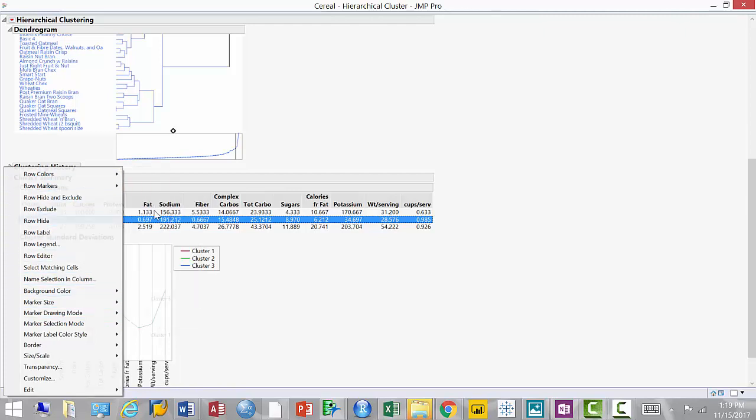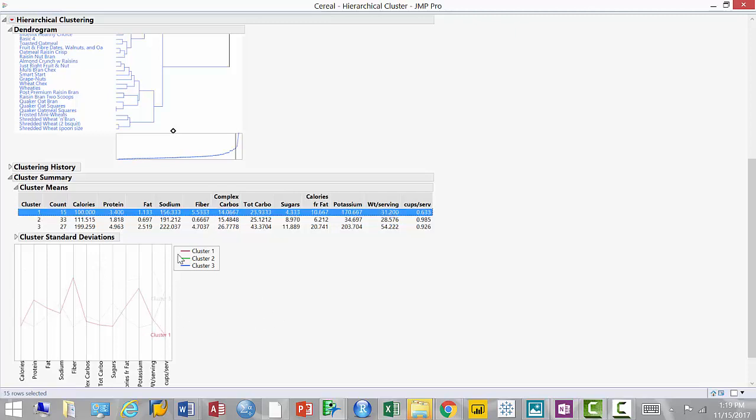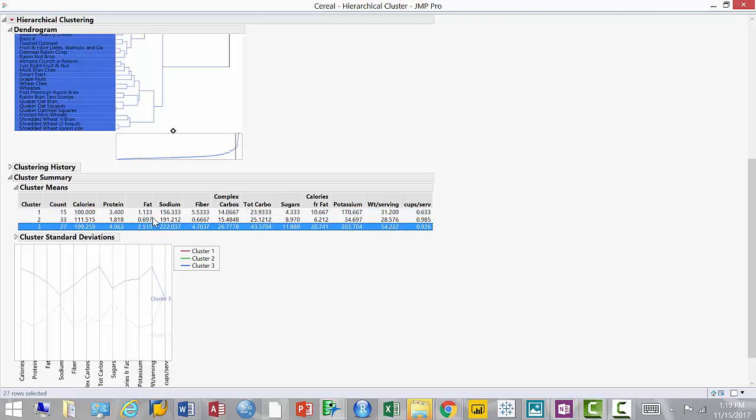Row colors. Can I make it black? Oh, look at that. I can edit things, actually. I didn't know that. Cool. All right, so that's my number 3, right?